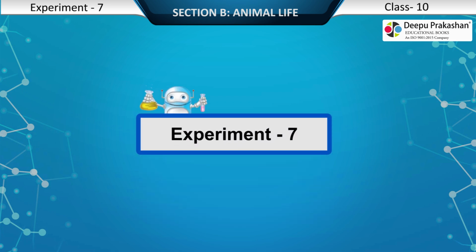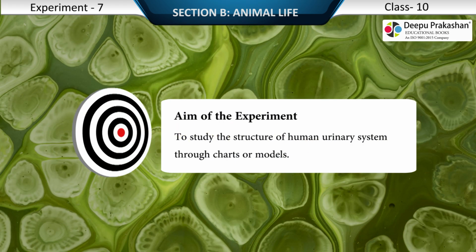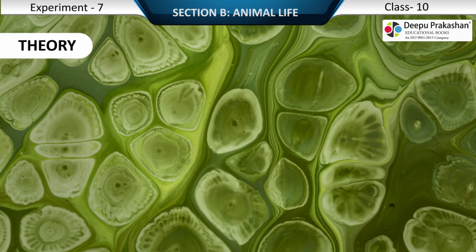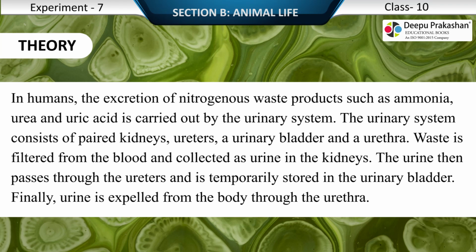Experiment 7. Aim of the experiment: to study the structure of the human urinary system through charts or models. Theory: in humans, the excretion of nitrogenous waste products such as ammonia, urea and uric acid is carried out by the urinary system. The urinary system consists of paired kidneys, ureters, a urinary bladder and a urethra.